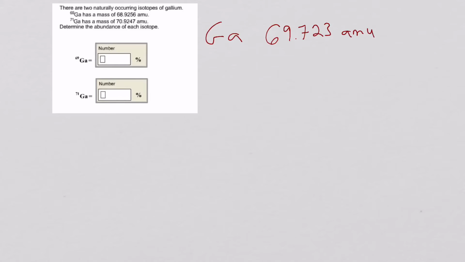So you know that if you were to average each of the two atomic masses that you've been given relative to their percentages, you would get this number. So this is going to be an important number.